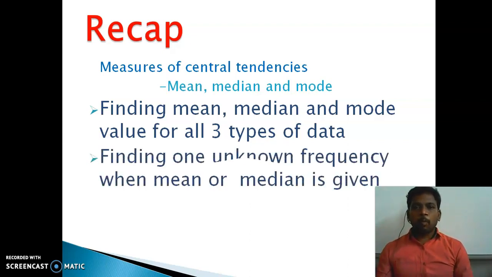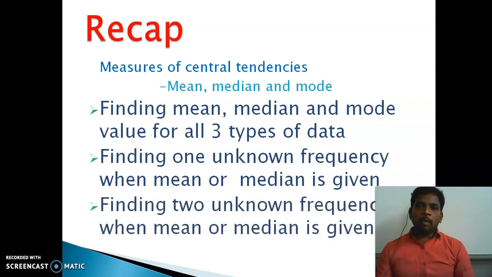And next we found one missing frequency in the frequency column. So how can you find the missing frequency? There is only one missing frequency given in the frequency column. And how can you find 2 missing frequencies in the frequency column when the mean or median is given? That all we have seen in the last classes.